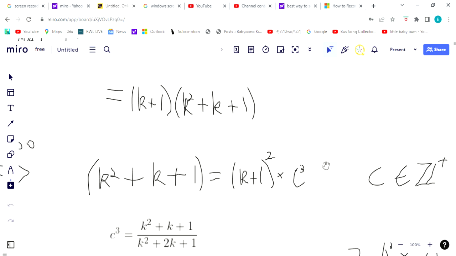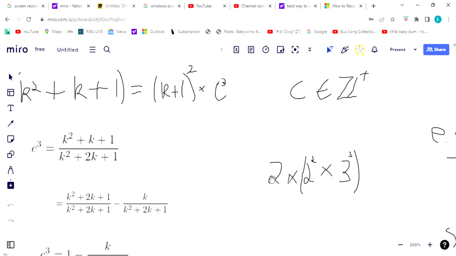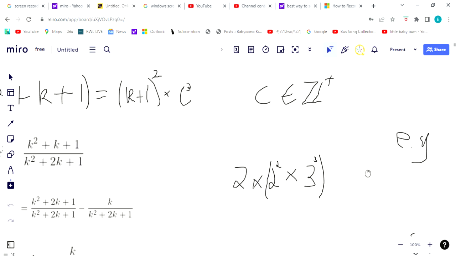Well, it's a really good and subtle point. It's actually because, think of something like this. Can you see 2 times 2 squared times 3 cubed? That's a cube number because it's 2 cubed times 3 cubed, which is 6 cubed, which is 216. It's for this particular situation.